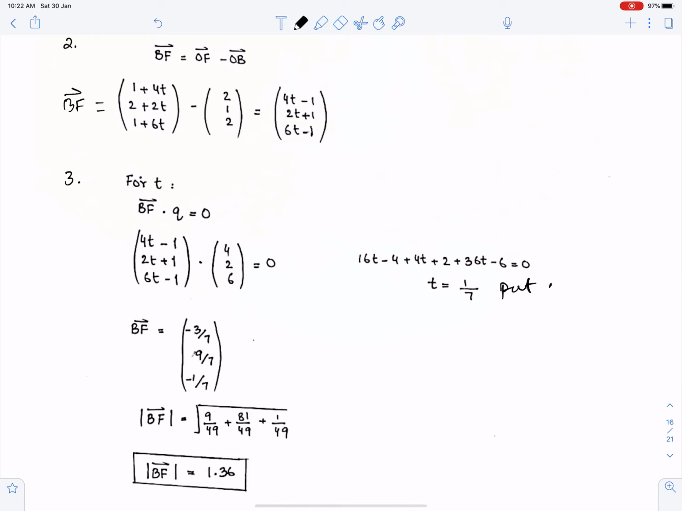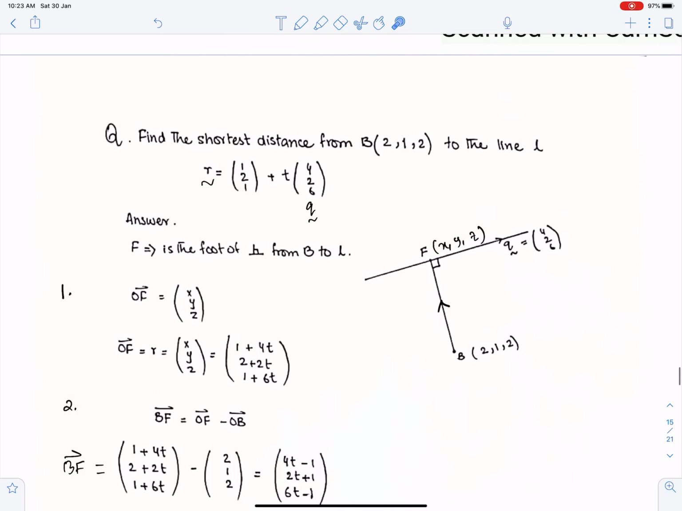Now after getting T, substitute T back into BF. Put this into vector BF. So this is vector BF. Now just find its magnitude. And this is the shortest distance of point B from line L, B to L.